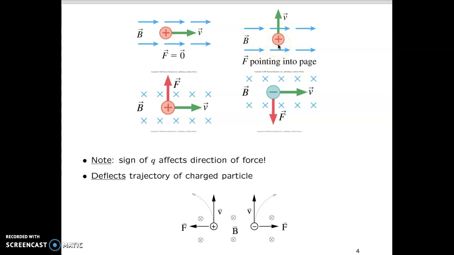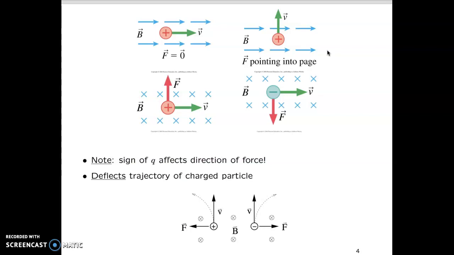V is pointing up, so you have this positive charge moving upwards. The magnetic field points to the right. Okay, let's calculate the direction of the cross product together. So take your right hand, point the fingers of your right hand in the direction of V, and curl your fingers in the direction of the blue magnetic field vectors, which are pointing to the right.